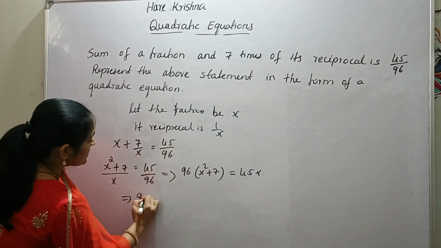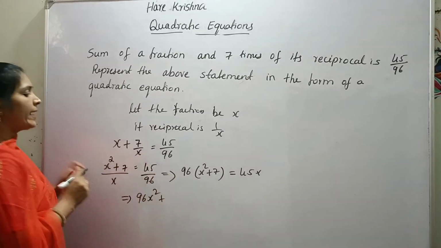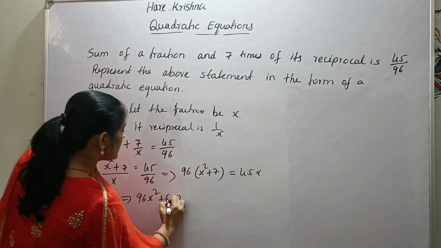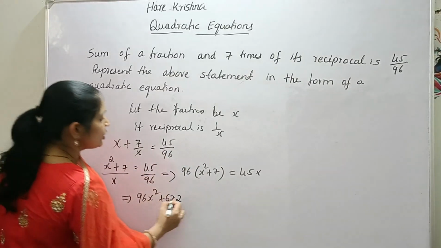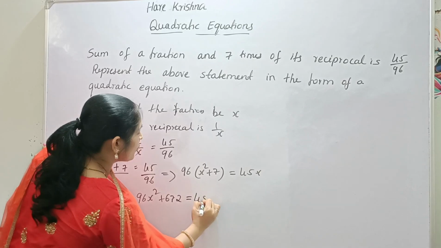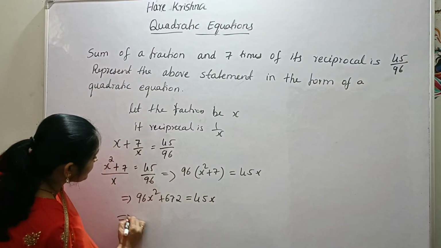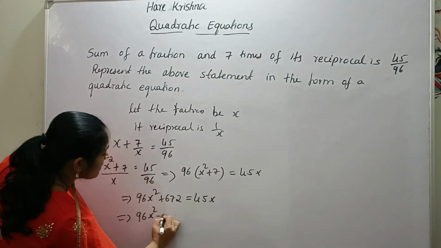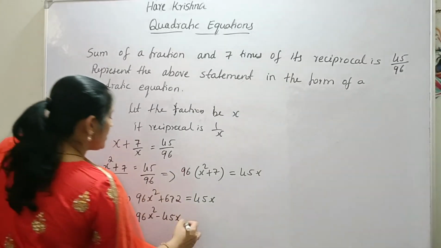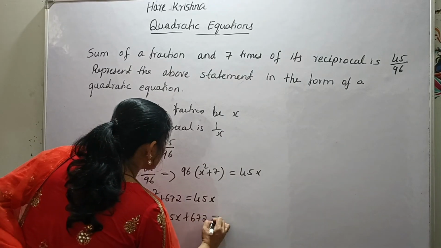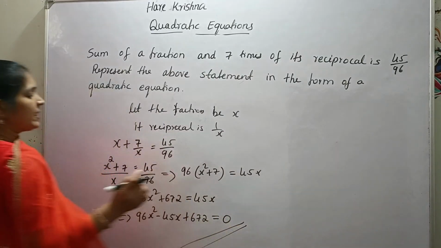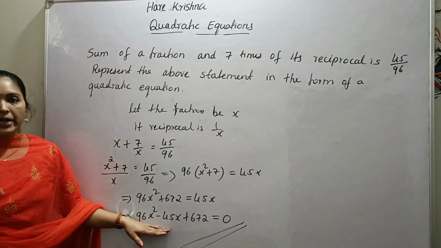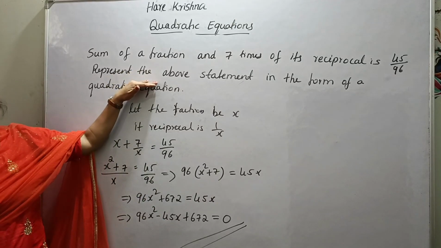That implies 96x square plus 96 into 7. 6 7s are 42, 67, right? 672 is equal to 45x. That implies 96x square, taking this 45x to the left side, minus 45x plus 672 is equal to 0. So this is the standard form, that is the quadratic equation of this word problem.